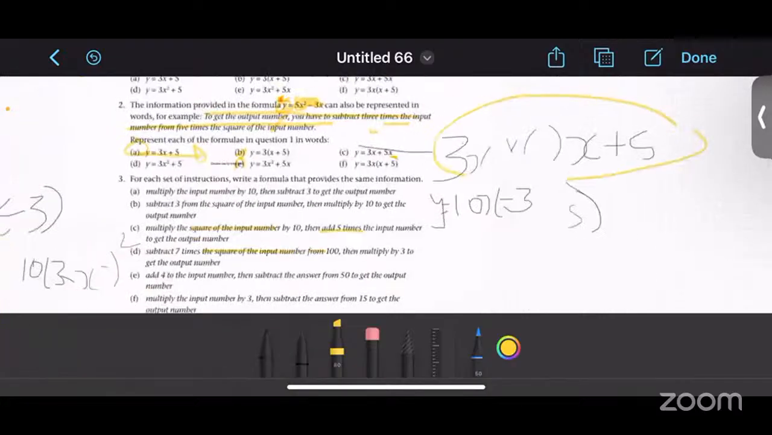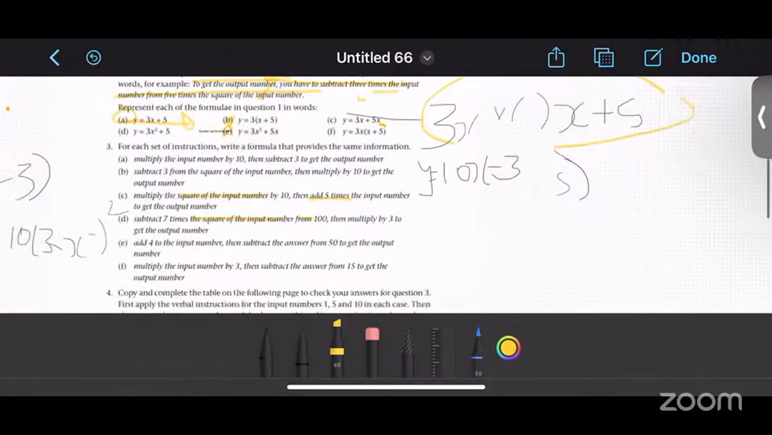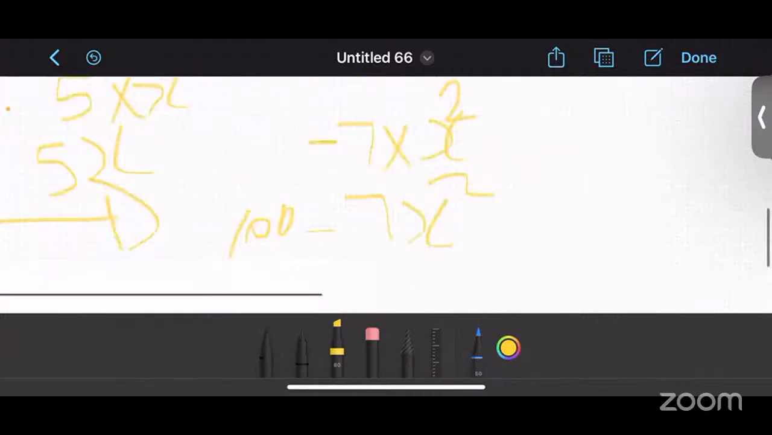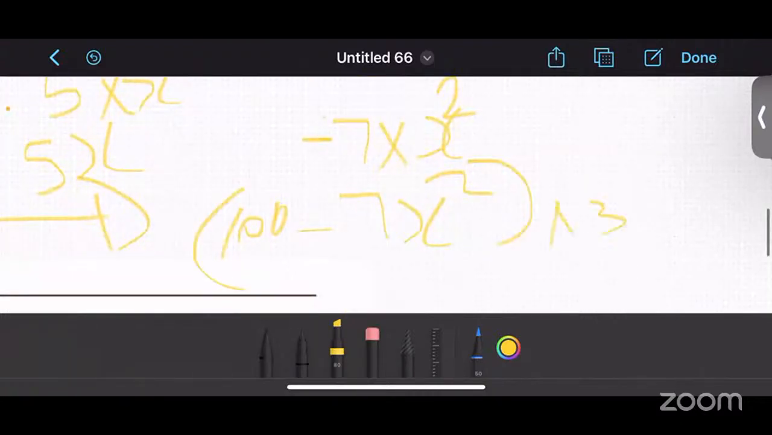And then multiply by 3. They say the whole thing is multiplied by 3, but we're not going to write the 3 at that side because we can just write it here. So y is equal to 3 into 100 minus 7x to the power of 2.